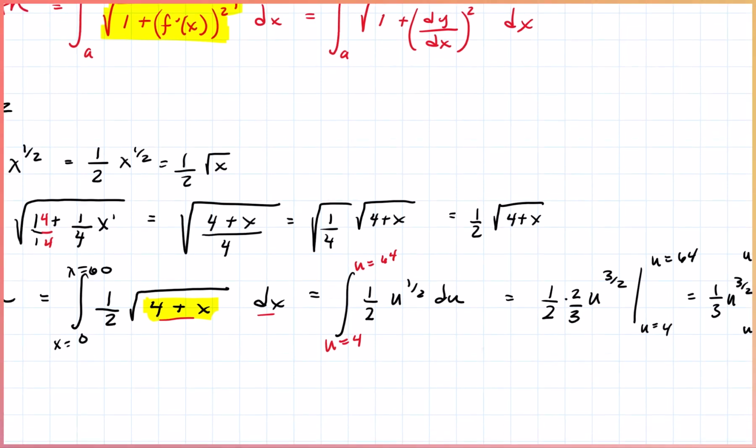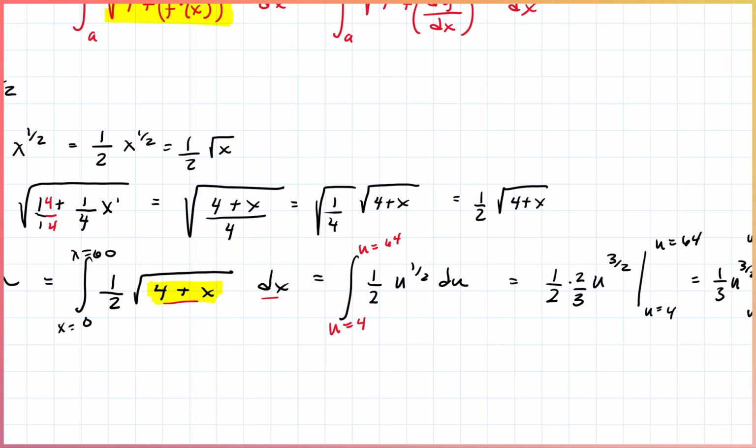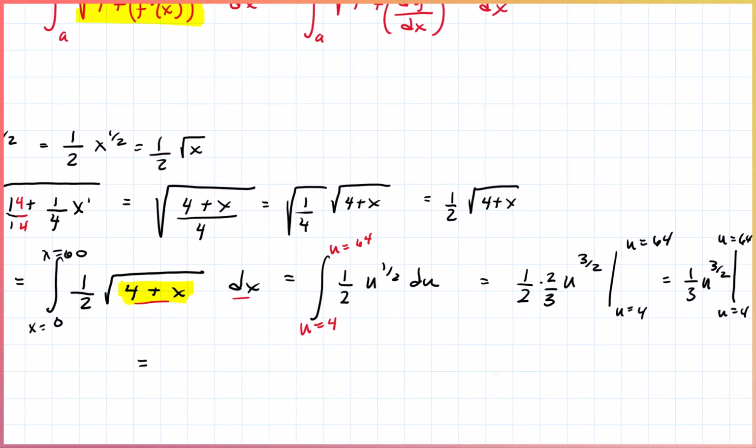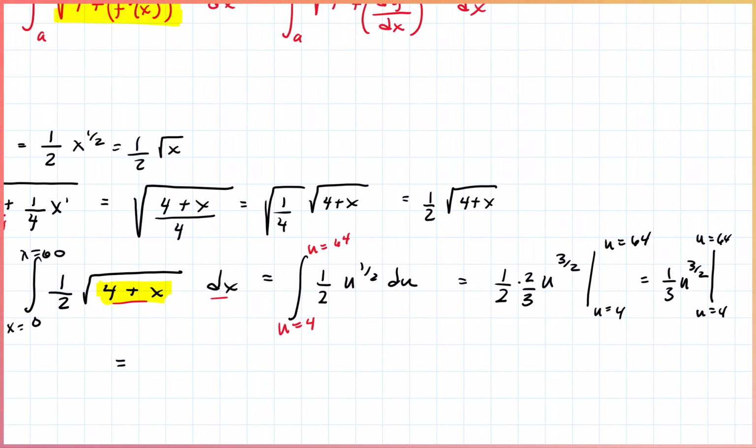And this is going to come, I'm just going to come down here. This is going to become, oh, it's going off the screen. Sorry about that. Come down here. This is going to become 1/3. I'm going to pull the 1/3 out in front of the whole shebang here.